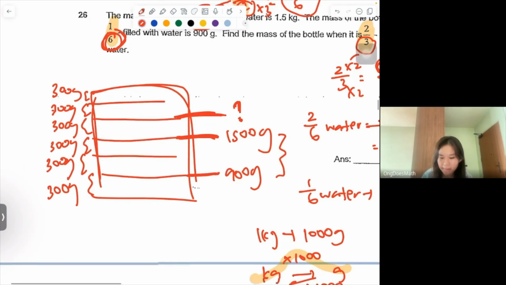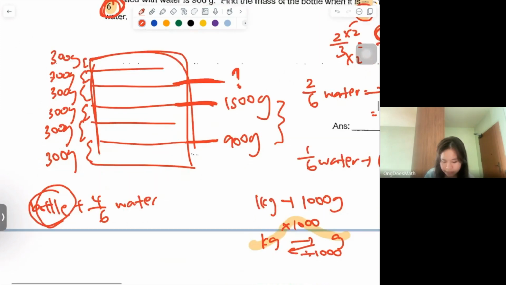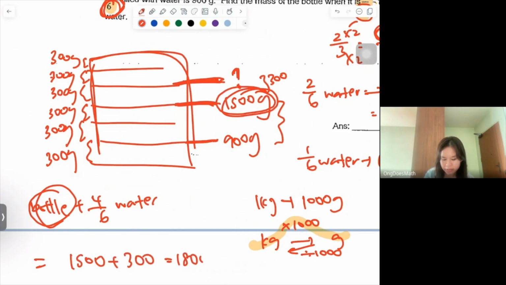Okay, so now we want to find the mass of the bottle when it's 2/3 filled with water. So we want to find out the mass of the bottle plus 4/6 water. In this case, water must be included. That's something that you have to remember. So if bottle plus 3/6 water gives you 1500, and you want to find 4/6, we just have to take 1500 plus this 300 gram of water, right? Then you can find bottle plus 4/6 water. So it's just 1500 plus 300, which equates to 1800 grams.